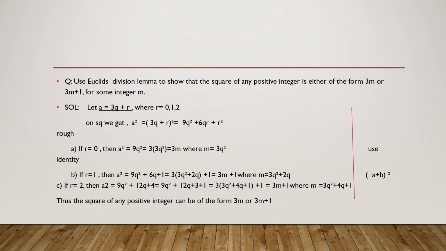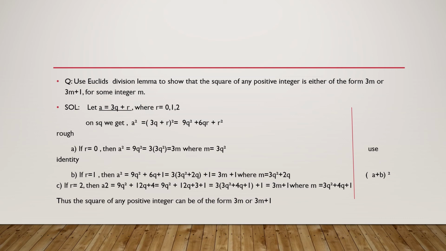तो फर्स्ट टू टर्म्स से हम 3 कॉमन ले सकते हैं. 3 कॉमन लेके we can get 3 times this प्लस 1. और ये 3q स्क्वायर प्लस 2q को हम रिप्लेस कर सकते हैं m से, which is any integer. So we can write if r is equal to 1 then a square is equal to 3m plus 1. Similarly next option, if r is equal to 2, अगर r 2 है तो r स्क्वायर क्या हो जाएगा 4 हो जाएगा. और जब हम r 2 से 6q को मल्टीप्लाई करेंगे तो वो हमारा 12q हो जाएगा. तो हमारा आंसर आ जाएगा a स्क्वायर इज इक्वल टू 9q स्क्वायर प्लस 12q प्लस 4.